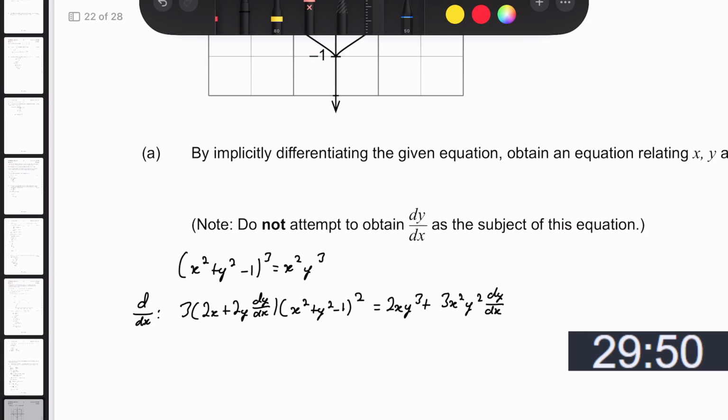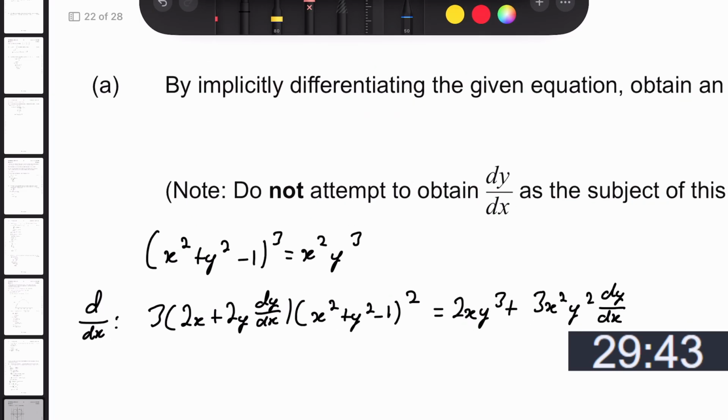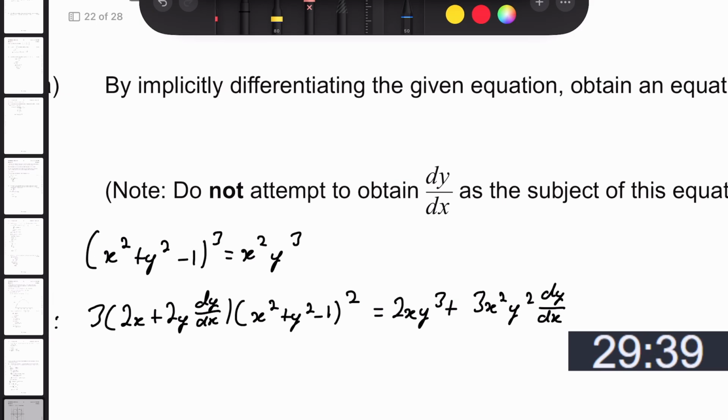Actually, no. Make sure I got this right. So I got the 3, I've got the derivative on the inside, the rest, 2xy cubed, 3x squared y squared dy/dx.